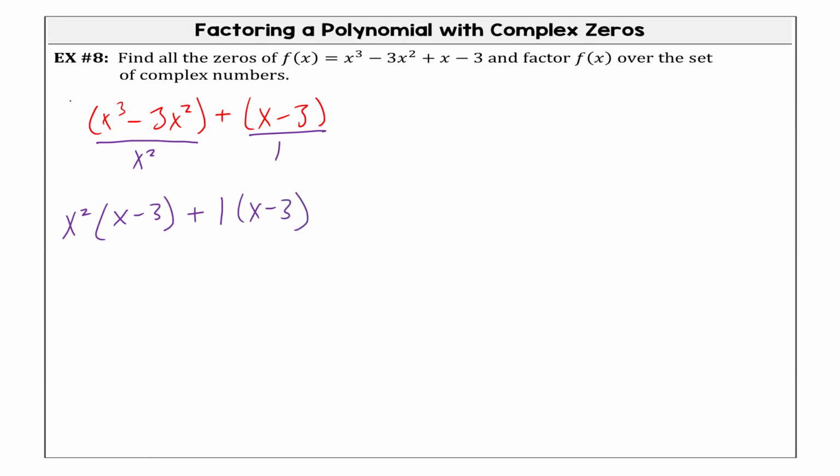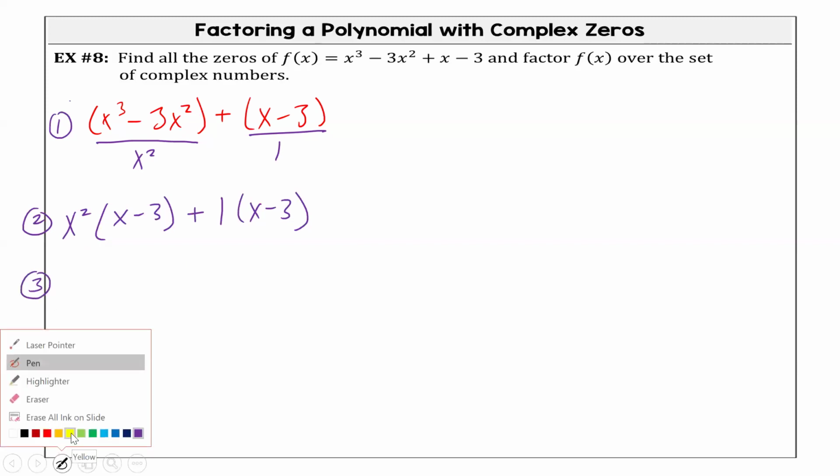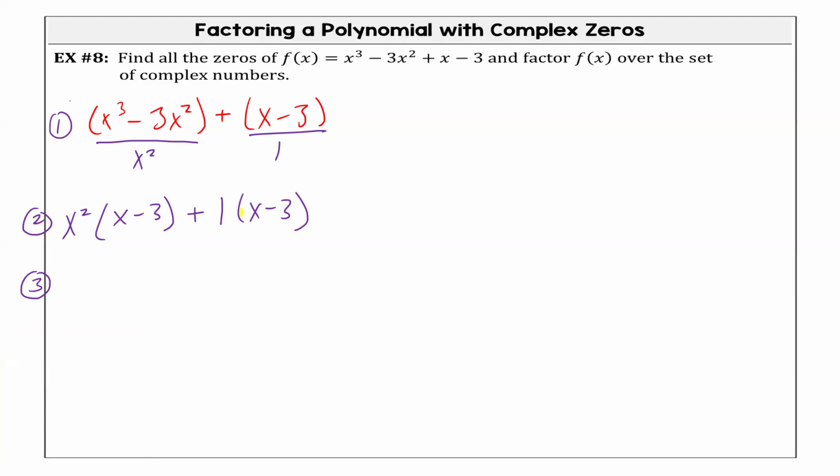So step 1, we group and find the GCF. Step 2, we factor out the GCFs. Step 3 is you find what is their common binomial. My common binomial is x minus 3, and you factor out the common binomial. So we're factoring out x minus 3, and what are we left with? X squared plus 1. Are we having a little bit of flashback? Okay, good.